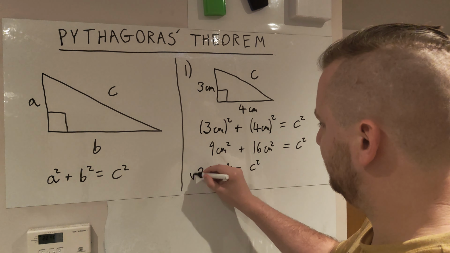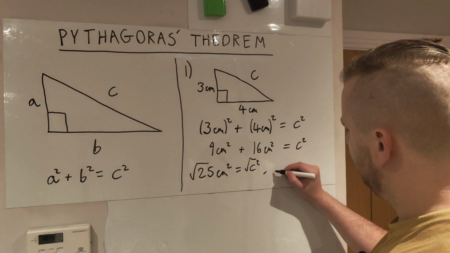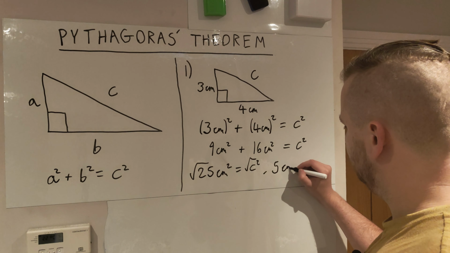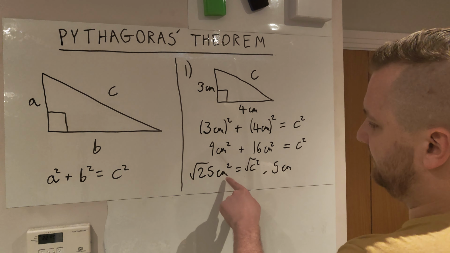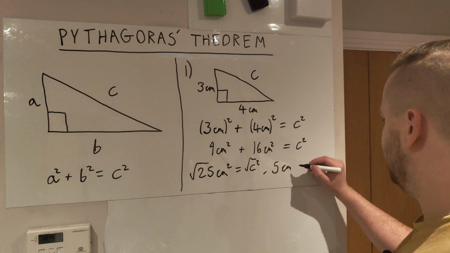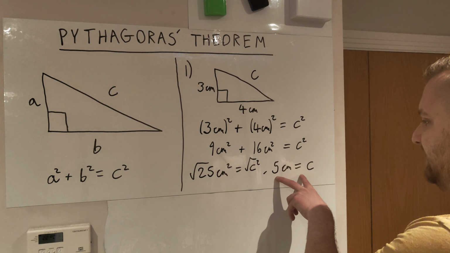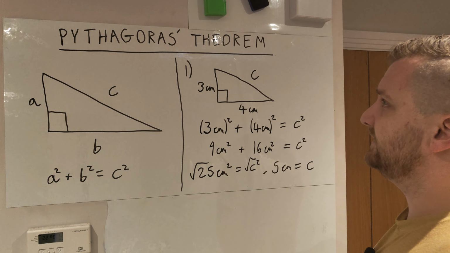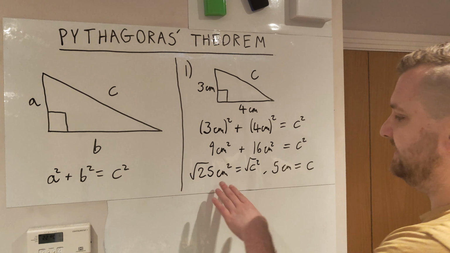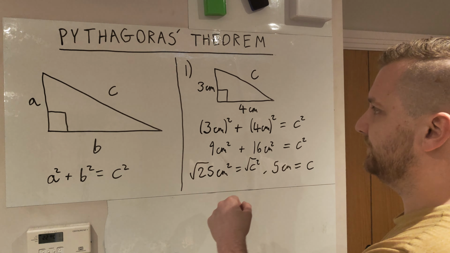And if you square root both sides, on the left-hand side, you're going to get 5 centimeters, square root of 25 centimeters squared, because you square root the 25 and the centimeters squared, and then that's going to be equal to c. So our final answer here is c is equal to 5 centimeters, and that's fundamentally Pythagoras' theorem, and this is the most common example I see when anyone else is explaining it also.